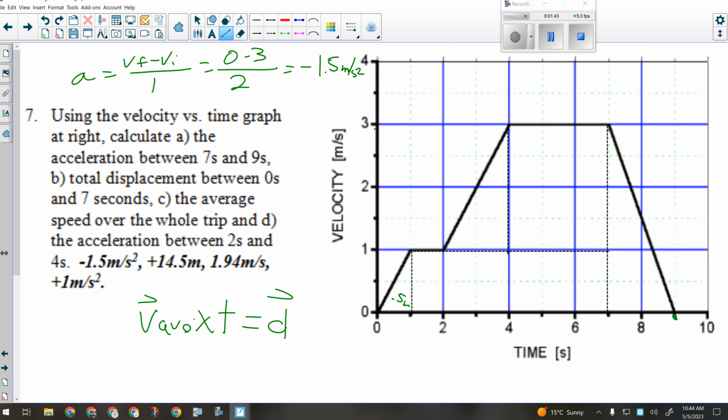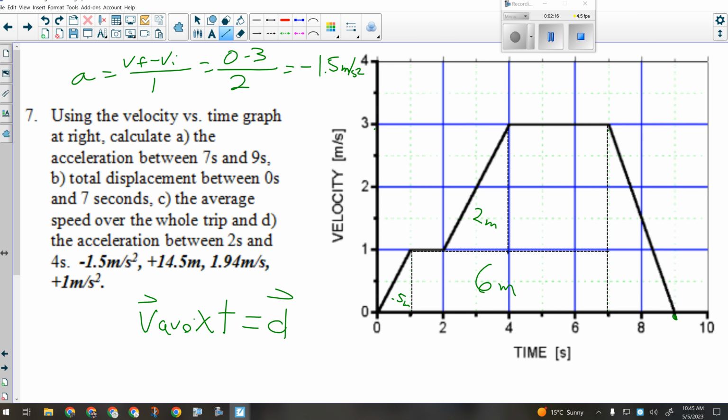It would be assuming the object is traveling at 1 meter per second for the next 6 seconds, which means 1 times 6 is 6. So we go 6 meters during that time. During this part of the graph here, the object is accelerating. It's going to go from 1 to 3, so it has a height of 2, so the height divided by 2, so 2 divided by 2 is 1, and the base is 2 seconds, so we'll be looking at 2 meters for that one.